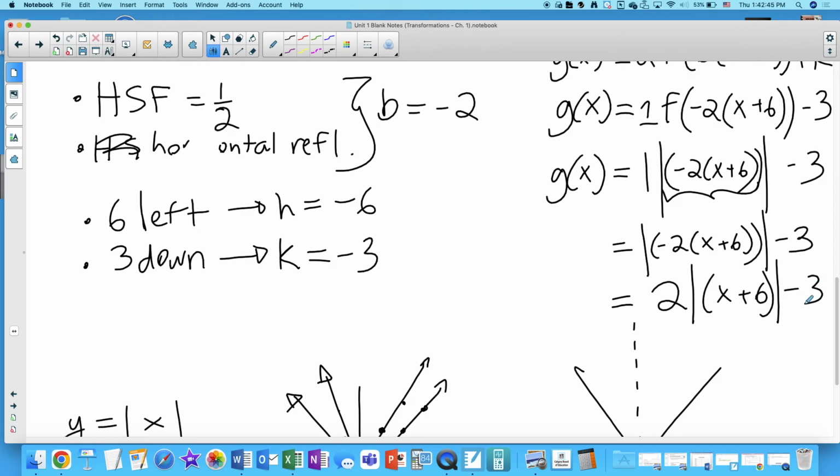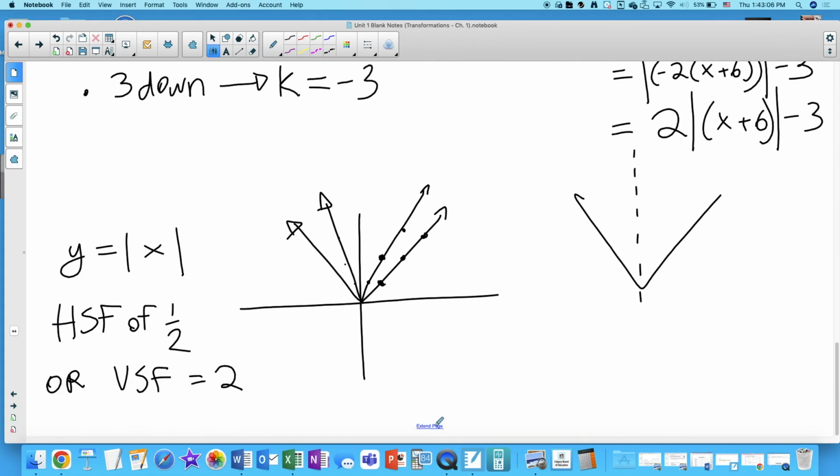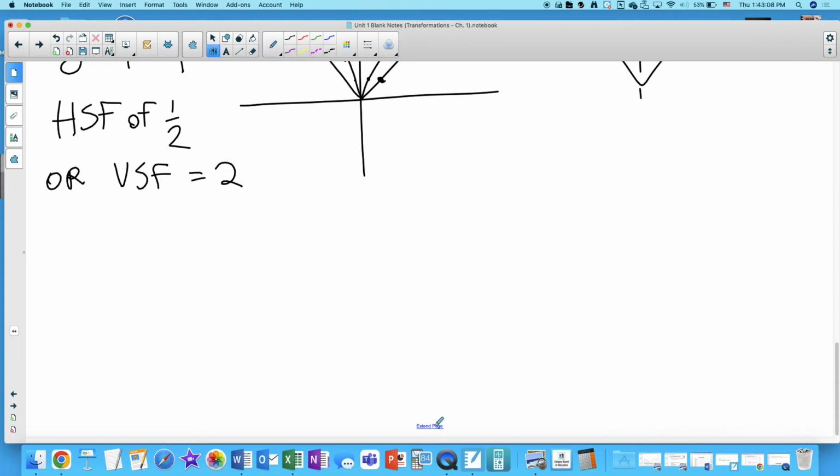Okay, now if you think about it this way as well, another way to think about this is if you think about absolute value of a product, because this is a product. It's negative 2 times x plus 6. Is it true that you can do this? Is that true? It is, yeah. So think about it this way.